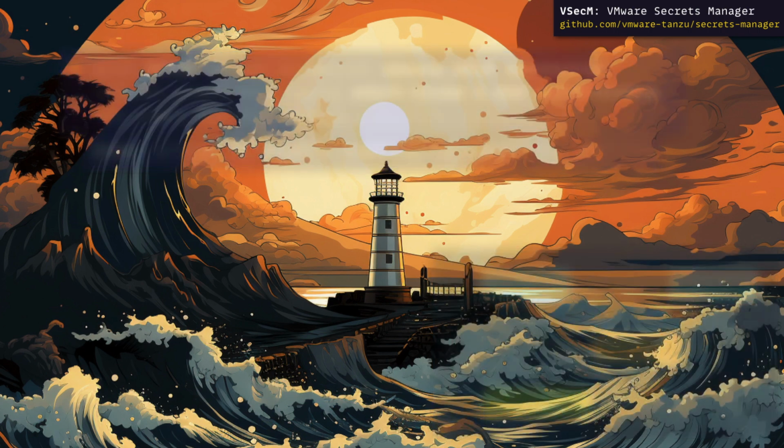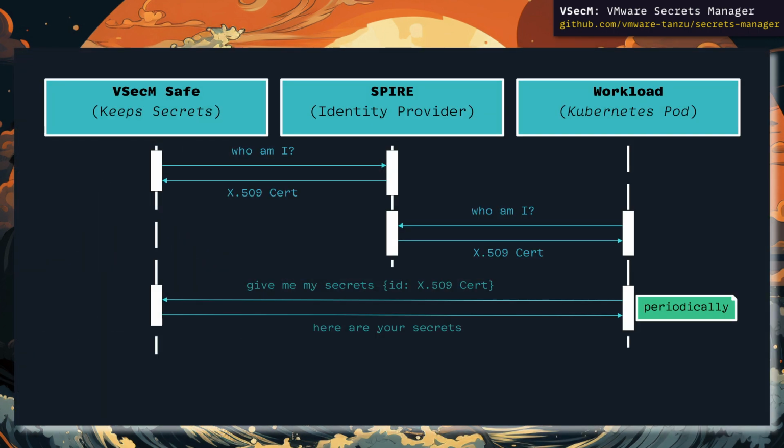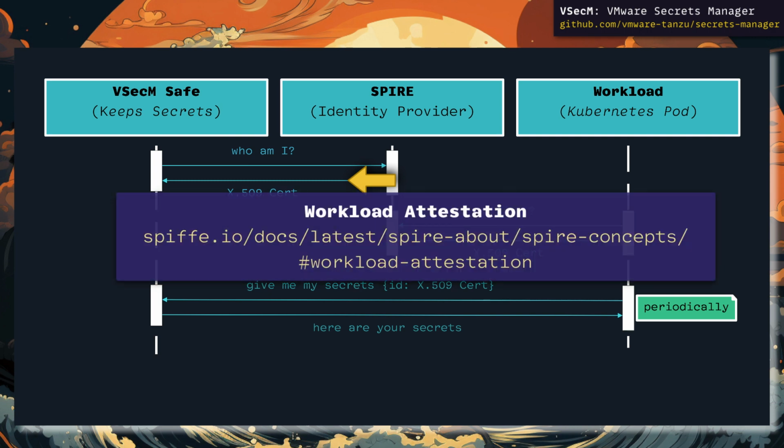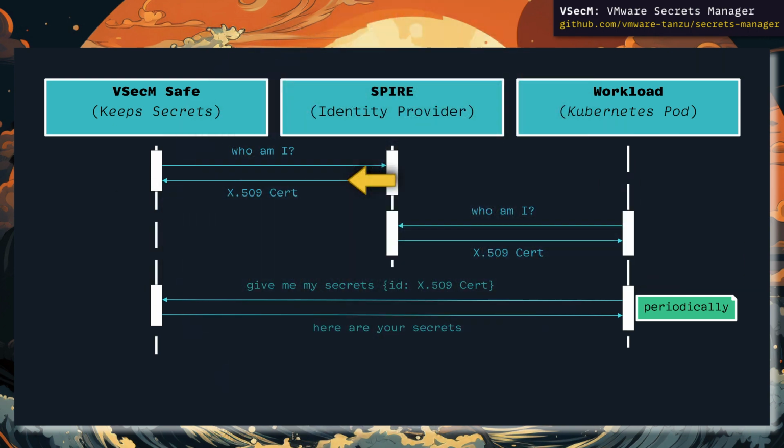Assume a workload wants to fetch its secrets. Here's what will happen at a high level. VSecM Safe, which is our secrets store, will ask Spire for its identity. Spire will verify that VSecM Safe is what it claims to be, and it's not some random component that is pretending to be VSecM Safe. This process is called attestation. When Spire attests that VSecM Safe is indeed authentic and irrefutably and cryptographically verifies its identity, then it will provide VSecM Safe an X509 digital cert, which is the SVID.